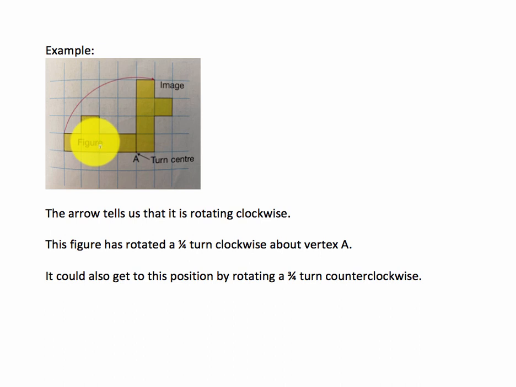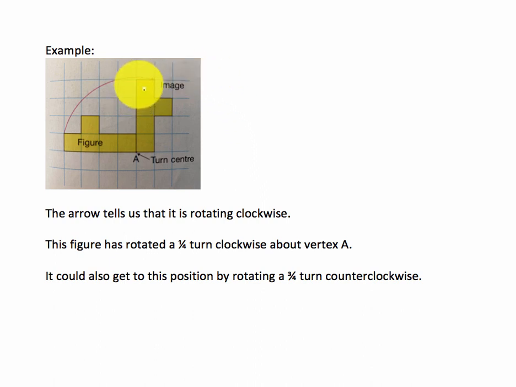Now you could also get to this image location by going backwards, by going counterclockwise. So remember that a quarter turn clockwise is the same thing as a 3/4 turn counterclockwise. So this is pointing at 9 o'clock right now. So if it went 3/4 turn counterclockwise, this side would go, well, a quarter turn counterclockwise, so it would point down at 6, a half turn counterclockwise, it would point over at 3, and a 3/4 turn counterclockwise, it would be pointing up at 12.